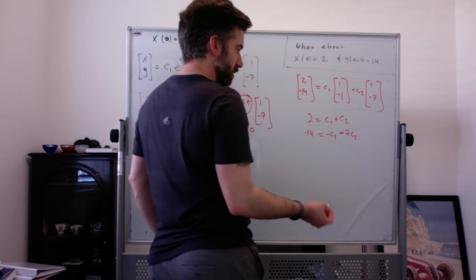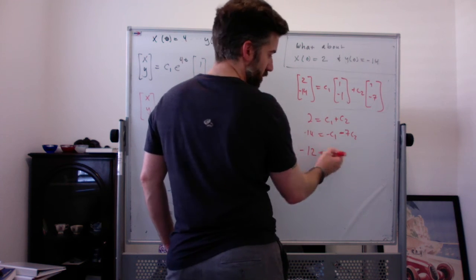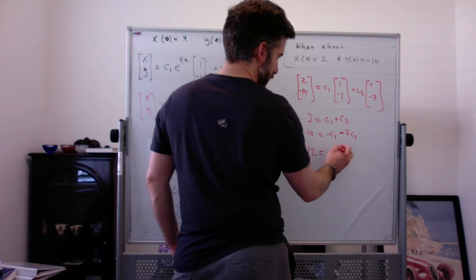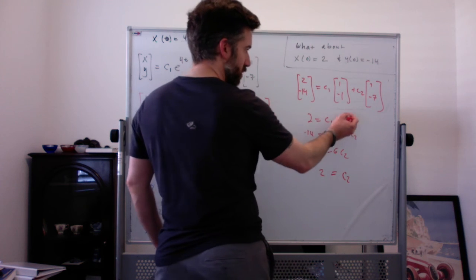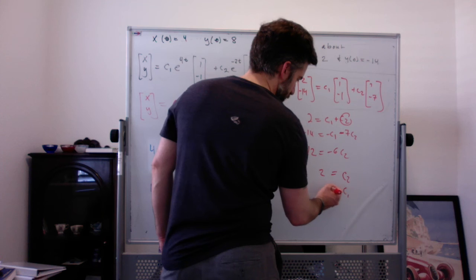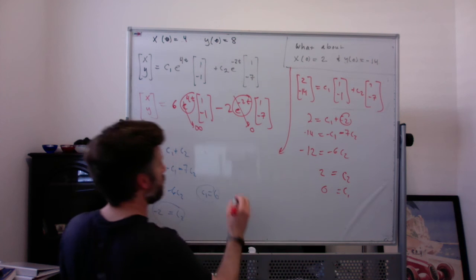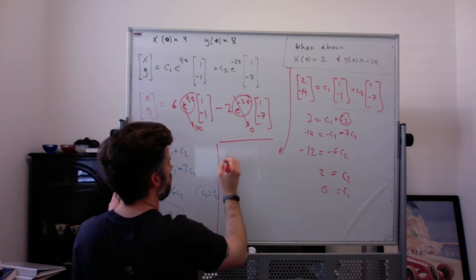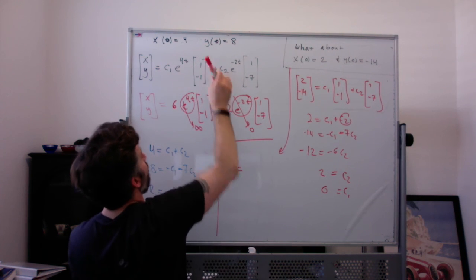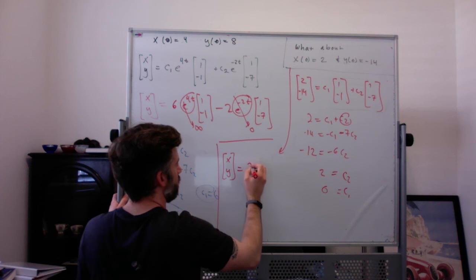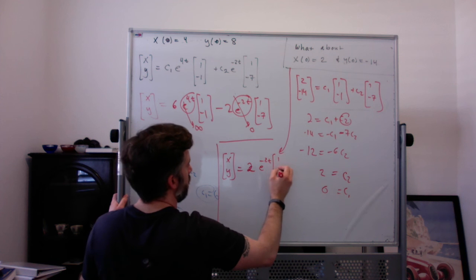And when I add these together, I get 2 plus negative 14 is negative 12. c1 plus negative c1 is 0. And c2 plus negative 7c2 is negative 6c2. So I get c2 equal to 2. If c2 is 2, c1 is 0. So in this situation, my particular solution, x, y, looks like, well, c1 is 0, so I don't get any of this part here. I just get c2, which is 2, times e to the negative 2t times 1, negative 7.